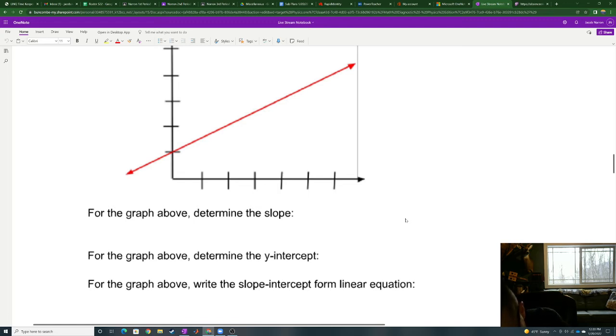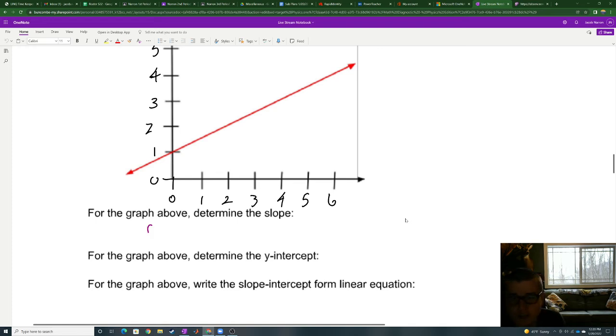So we have 0, 0, 1, 2, 3, 4, 5, and 6. 1, 2, 3, 4, 5. That's good enough. Remember, guys, when we determine slope, there is one equation that I hope you know, and it's just rise over run. Rise over run.